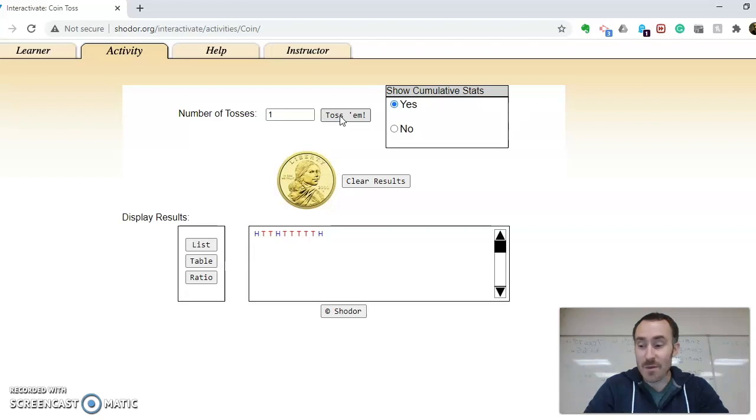That's it. Experimental versus theoretical probability. Theoretical is what you can expect to happen over a large number of trials. Experimental is what actually happens over a set number of trials.